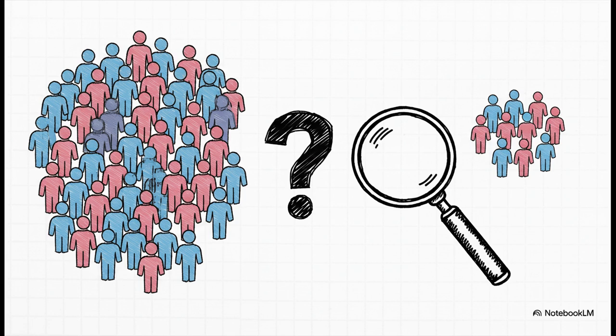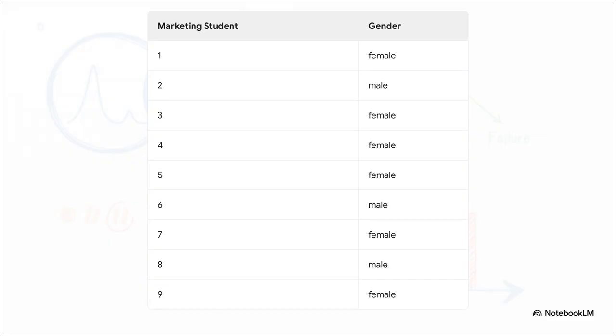So the question is, is that a big enough deal? Is this class genuinely different? Or could a 7 out of 10 split happen pretty easily just by random chance, even in a program that's 55% female? Here's the raw data from that very class. We can see the 10 students, and yep, if we count them up, we confirm it, 7 females, 3 males. This is the exact result we're going to put to the test.